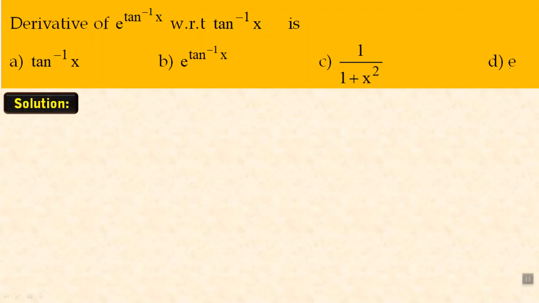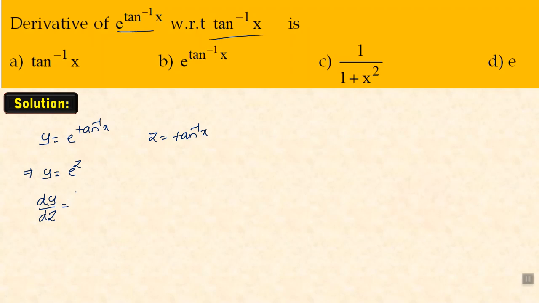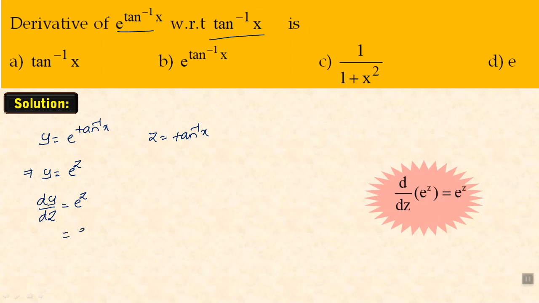Let us find this. Let y is equal to e power tan inverse x and z is equal to tan inverse x. Here this implies y is equal to e power tan inverse x is equal to e power z. Now differentiating with respect to z on both sides, we get dy by dz is equal to, differentiation of e power z is equal to e power z. So this equals to e power z, that is e power tan inverse x. Therefore the answer is option B.